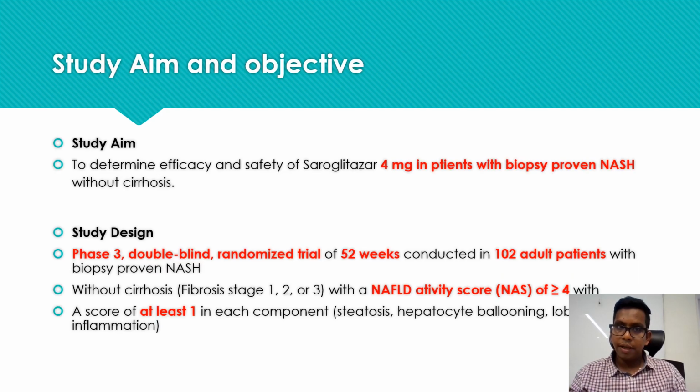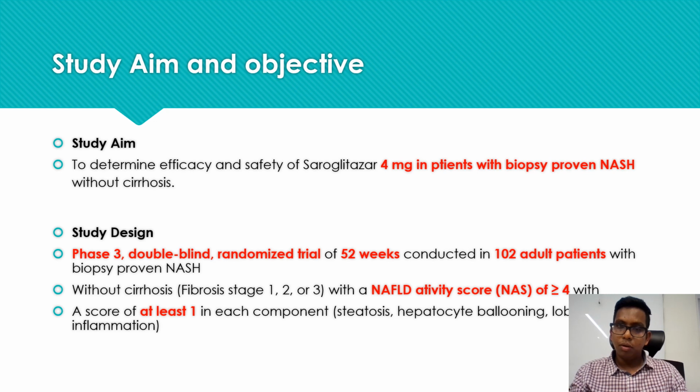So, what is the aim of the study? The aim of the study is to determine the efficacy and safety of saroglitazar 4 milligrams in patients with biopsy-proven NASH, and these patients are without cirrhosis. Study design: it's a double-blind, randomized, placebo-controlled study. Duration is 52 weeks, and the patient population is 102 adults.